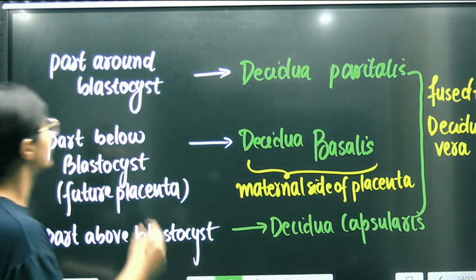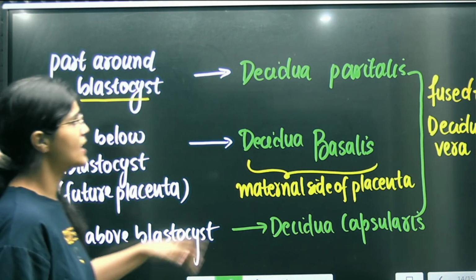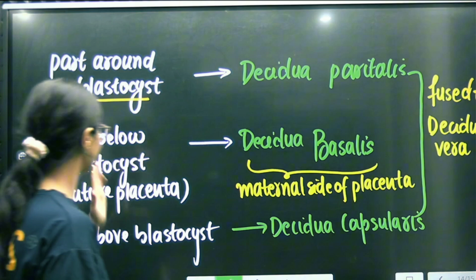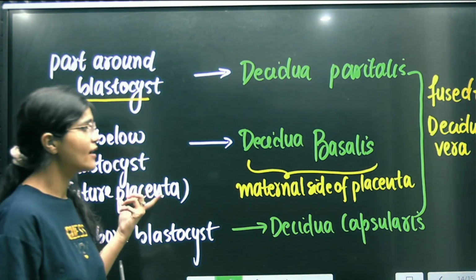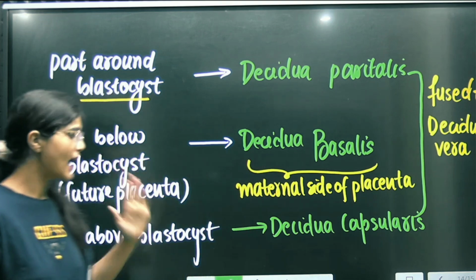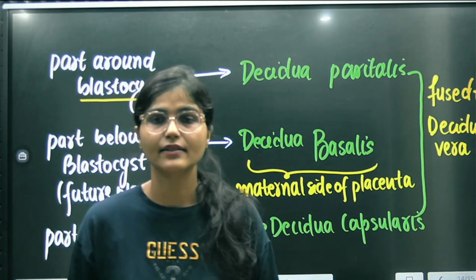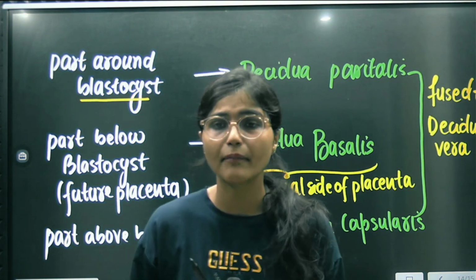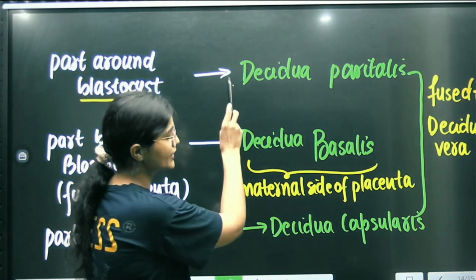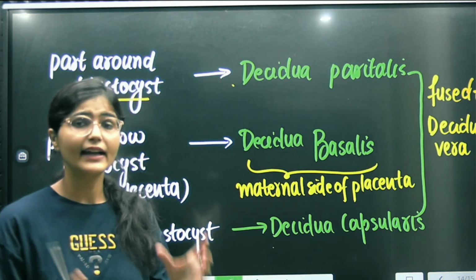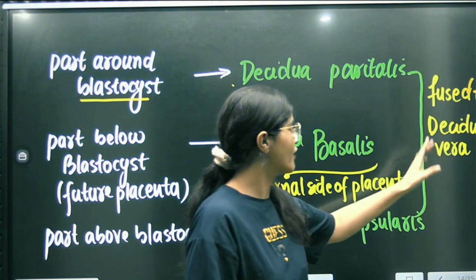सबसे पहले the part of the decidua around the blastocyst is called as decidua parietalis. ठीक है, part below the blastocyst which is going to form the future placenta, it is called as decidua basalis, and the part above the blastocyst is called as decidua capsularis. ठीक है, अब जैसे जैसे fetal development होती है, division होती है, what happens is जो decidua parietalis होती है और decidua capsularis है, they get fused. ठीक है, और वो further क्या बना लेते हैं, they form the decidua vera.